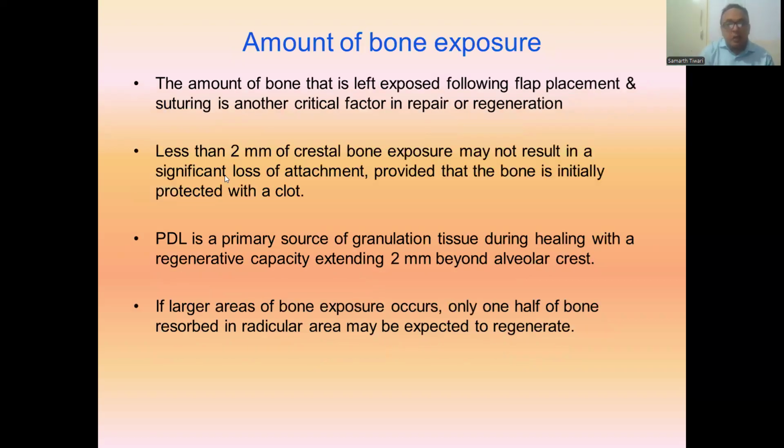Amount of bone exposure. The amount of bone that is left exposed following flap placement and suturing is another critical factor in repair or regeneration. Less than 2 millimeters of crestal bone exposure may not result in a significant loss of attachment, provided that the bone is initially protected with a clot. The periodontal ligament is the primary source of granulation tissue during healing, with a regenerative capacity extending 2 millimeters beyond the alveolar crest. If large areas of bone exposure occur, only one half of the bone resorbed in the radicular area may be expected to regenerate.